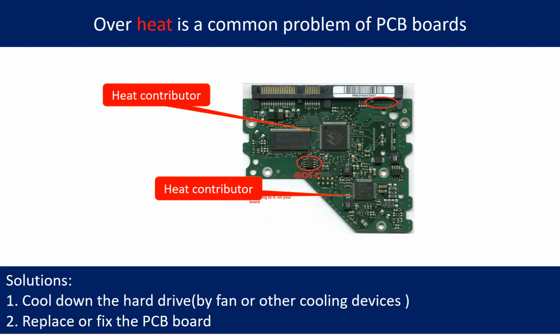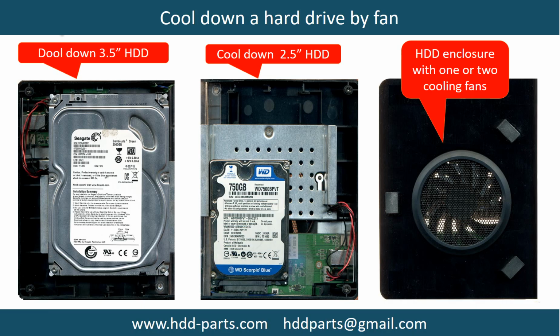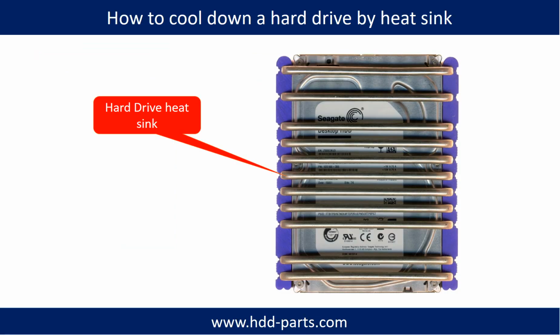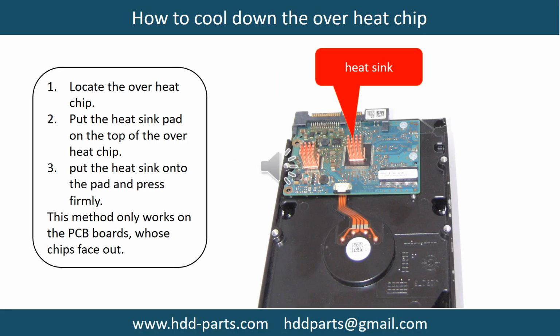Overheat is a common problem of hard drive PCB boards. Solutions: 1. Cool down the hard drive by fan or other cooling devices. 2. Replace or fix the PCB board. This picture shows the two main contributors to the overheat. This picture shows how to use a fan to cool down the hard drive. This picture shows how to use a hard drive heat sink to cool down a hard drive. This picture shows how to cool down the overheated chips.